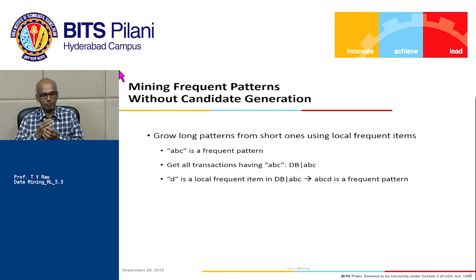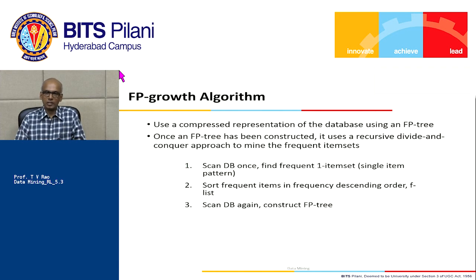Now, instead of that, let's say ABC is a frequent pattern, and we have some way of accessing all the database transactions which support ABC. Then there we look for a frequent item D. If D is not a frequent item, then we know that ABCD will not be a frequent item set. If we locate D as a frequent item within those transactions, then we recognize that ABCD will be a frequent item set. So this is called frequent pattern growth.